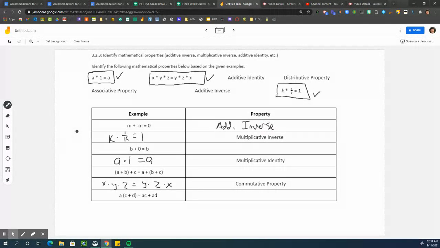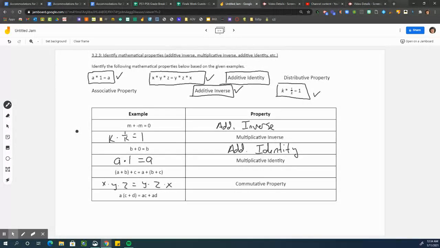B plus 0 equals b. Well, it's b plus something gives us still b. So that identity stays the same. So we're adding and there's an identity there. So additive identity. So you can remember the additive identity is you're adding 0. And the multiplicative identity is you're multiplying by 1. Okay, so those are good.